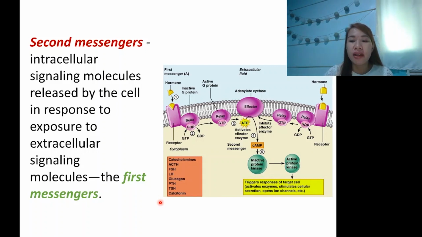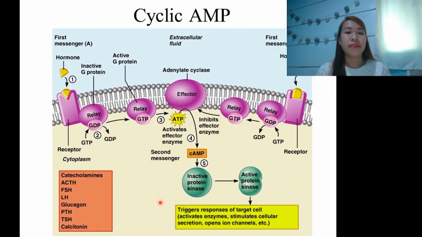So even if it comes from a very, very far organ, it will be delivered to that cell because it will travel through the bloodstream. Okay? So juxtacrine, paracrine, and endocrine.